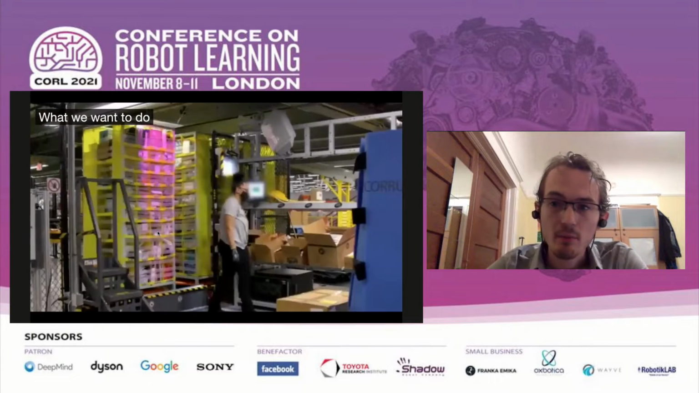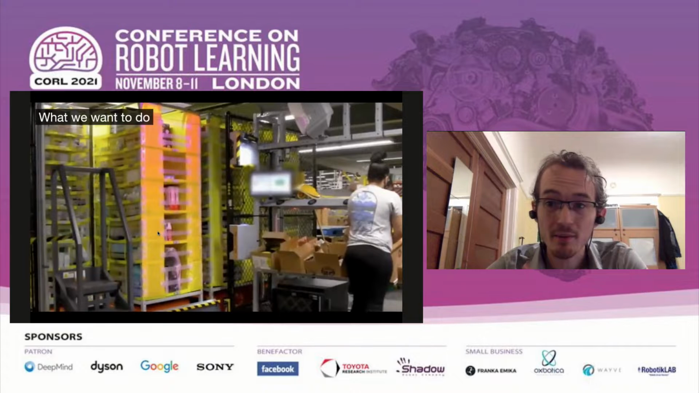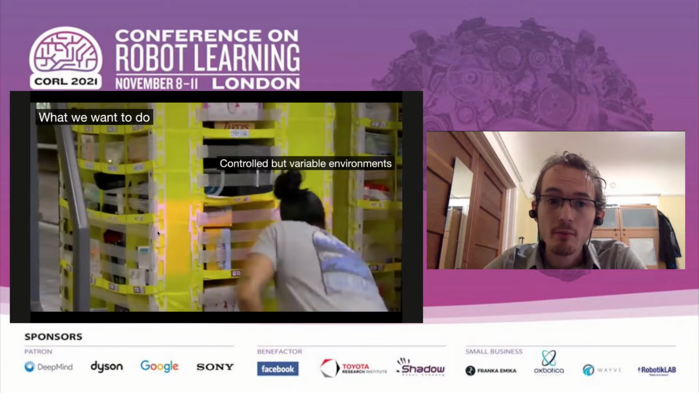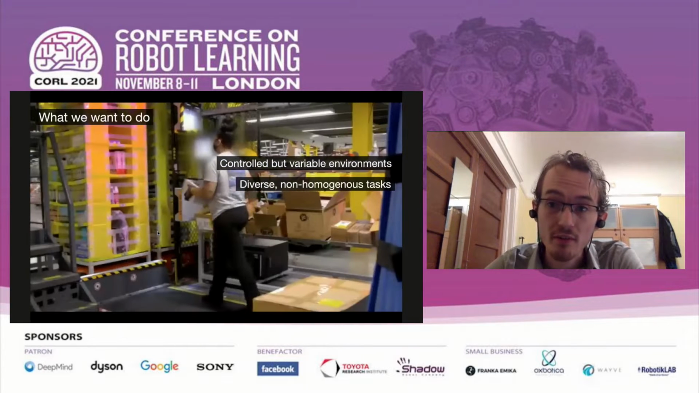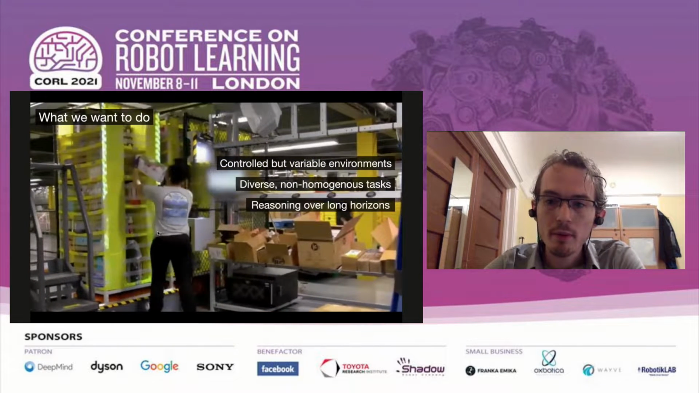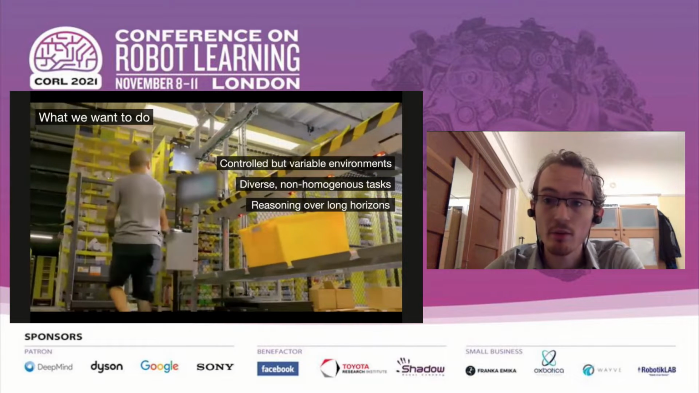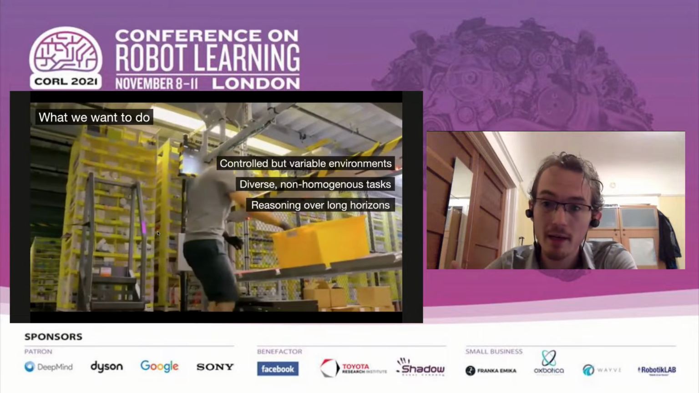We'd want to extend these into more dynamic scenarios. So for example, here we see an Amazon fulfillment center. This gives us something that's still controlled, but is going to encounter much more diverse sets of scenarios. And so we need to account for more diverse sets of tasks. We also will want to be able to reason over extended sequences of actions in order to accomplish these tasks. You could consider placing an object down low versus having to climb the stairs to place it up high.